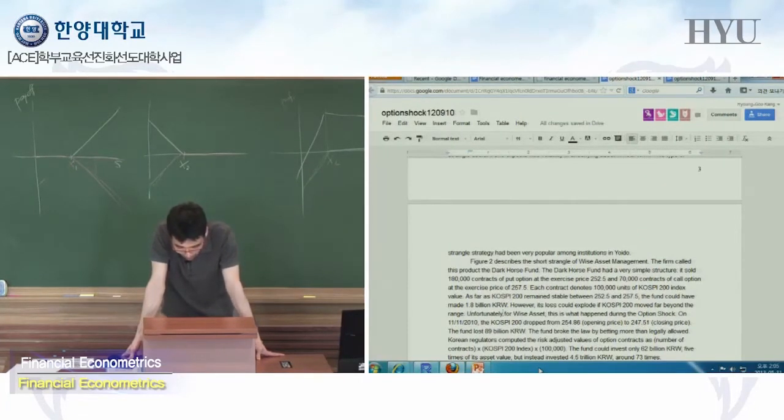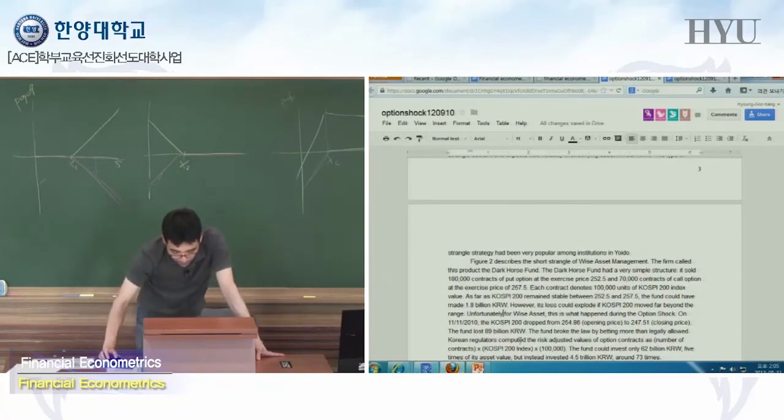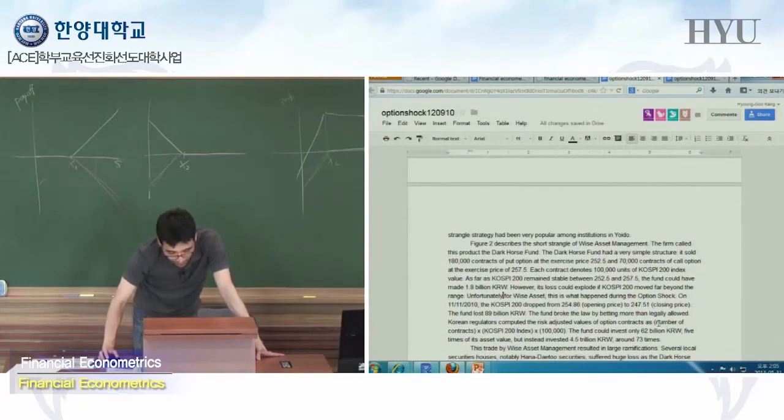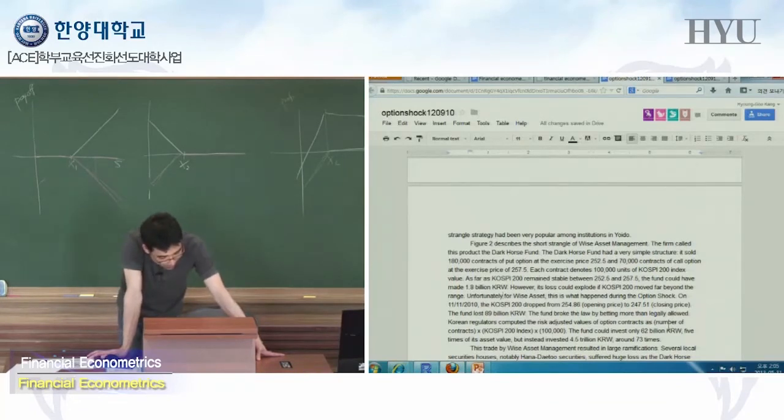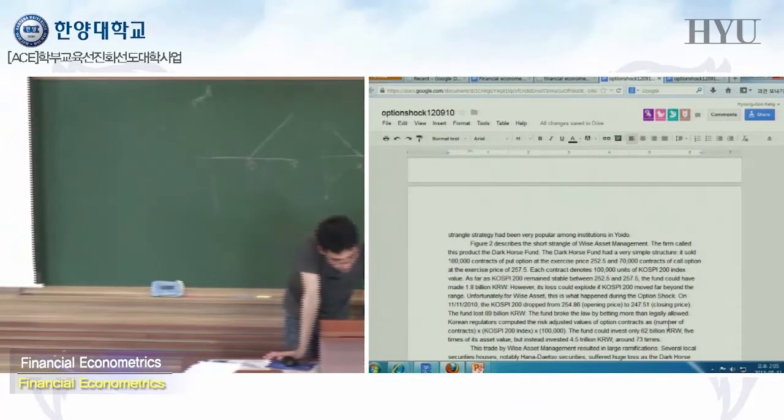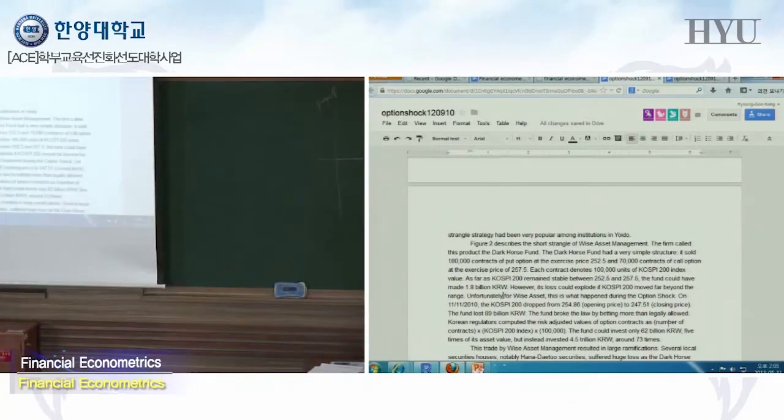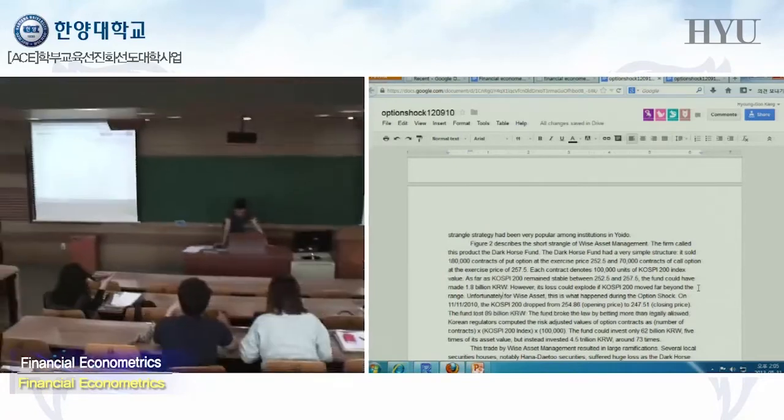Korean regulators computed the risk adjusted values of the option contract as the number of contracts times the KOSPI 200 index times 100,000. Therefore, the fund could invest only 62 billion Korean won, 5 times its asset value. But instead, it invested 4.5 trillion Korean won, which is around 73 times.